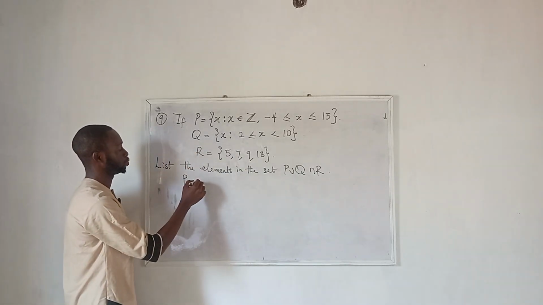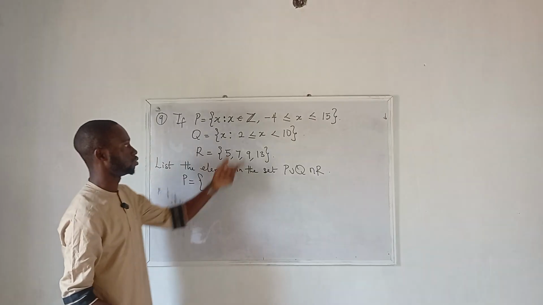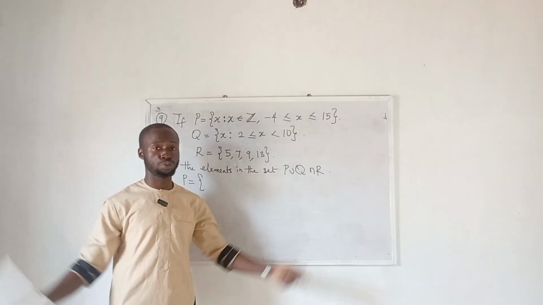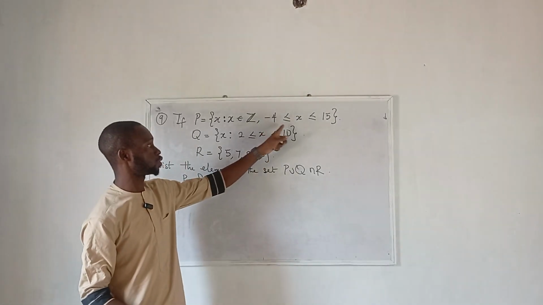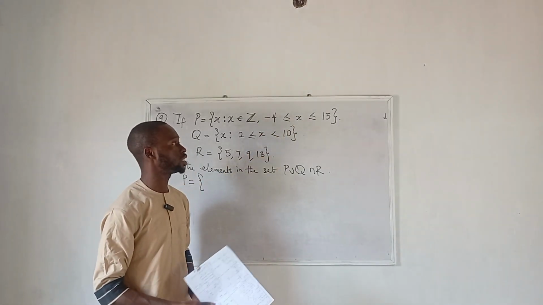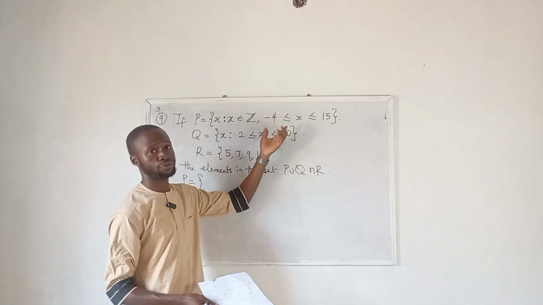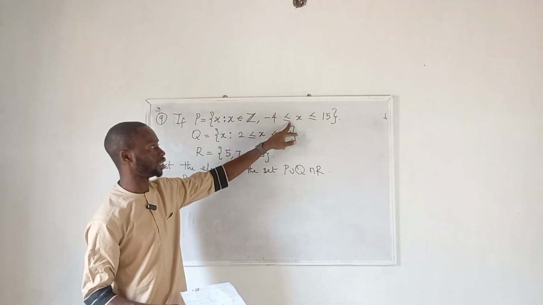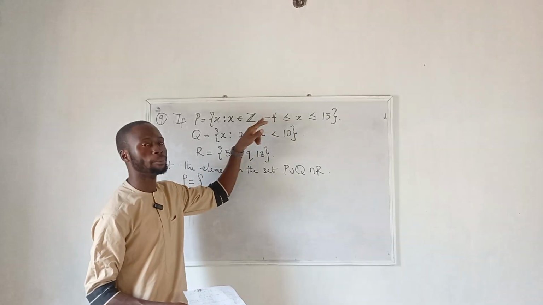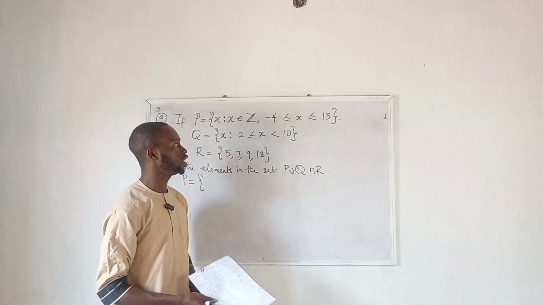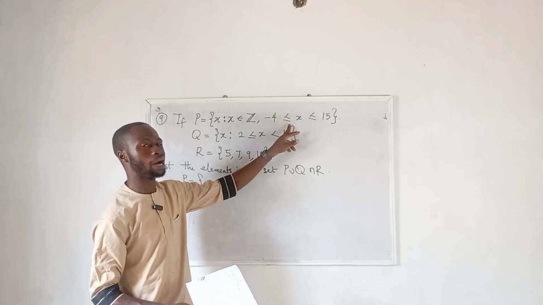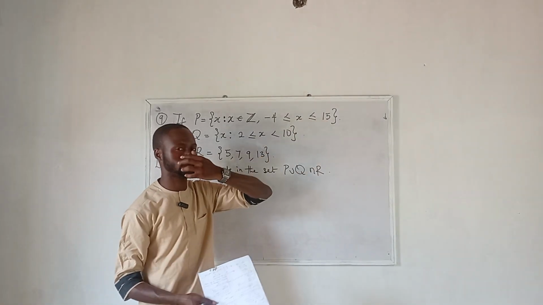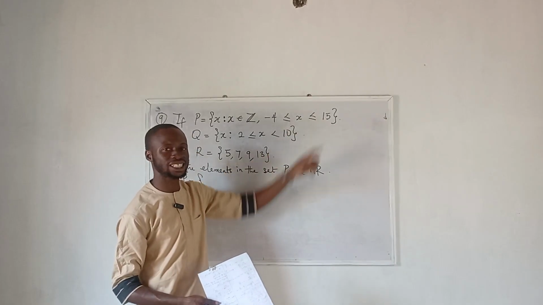So writing out what is in P now. Since we are told they are members of integers, integers range from minus infinity to plus infinity. So we have minus 4 less than or equals to x less than or equals to 15. This gives us the range of where we are starting the numbers from and where we are ending. Since it's less than or equals to, you are starting from minus 4, but if it's only less than, you are starting from minus 3. For less than or equals to 15, you are ending at 15, but if it's only less than 15, you are ending at 14.